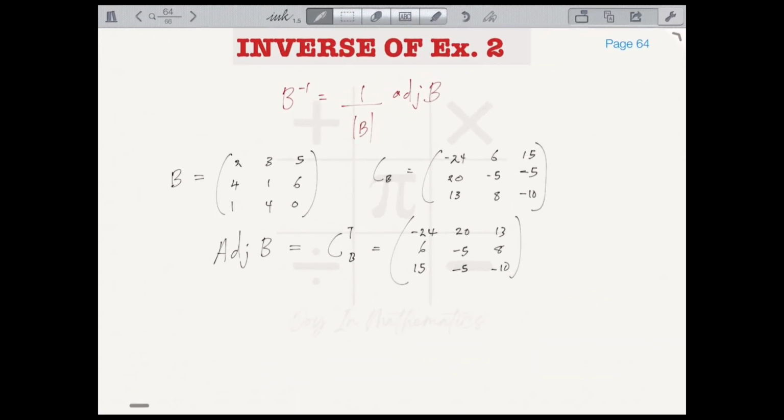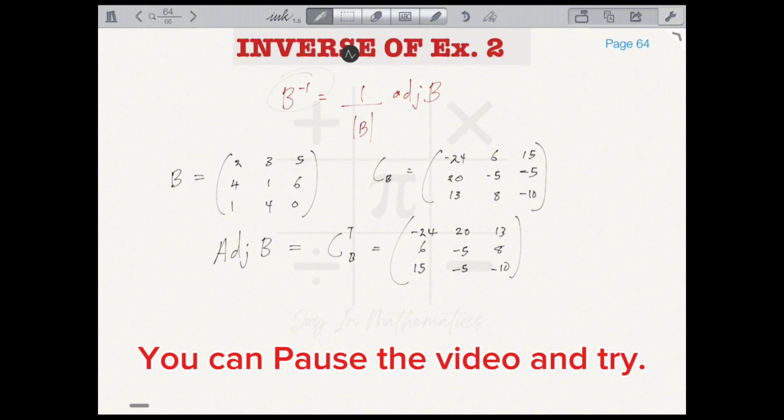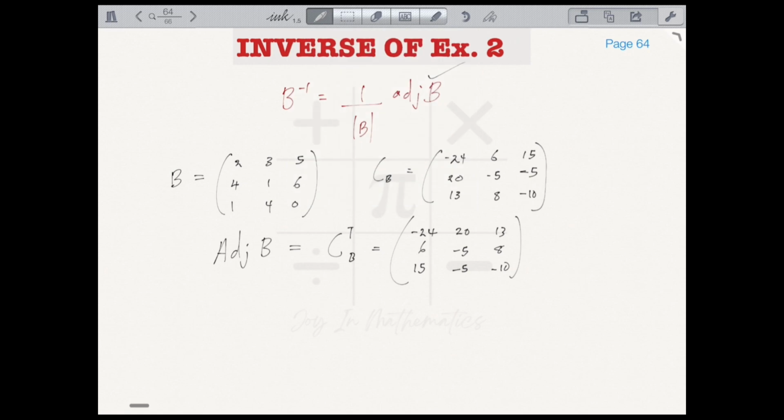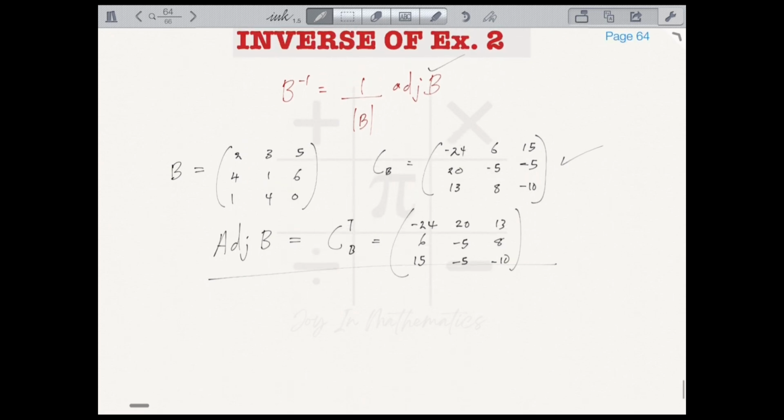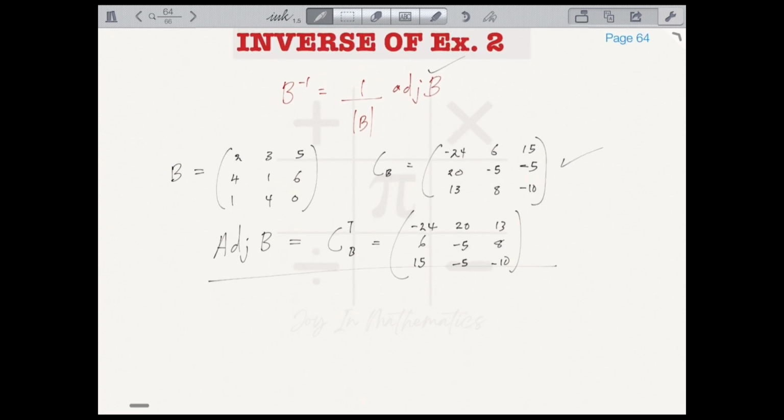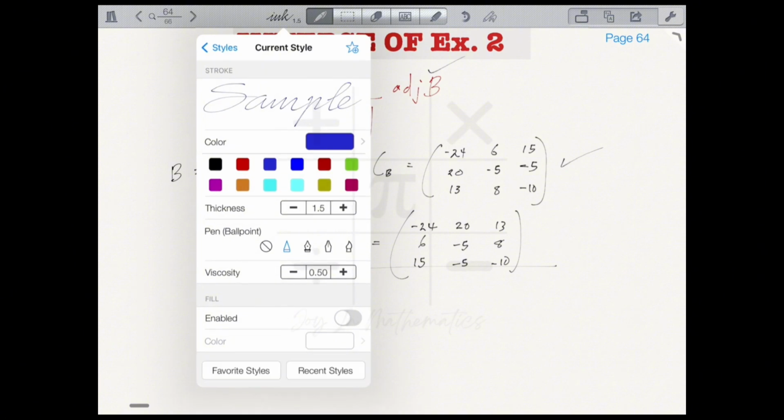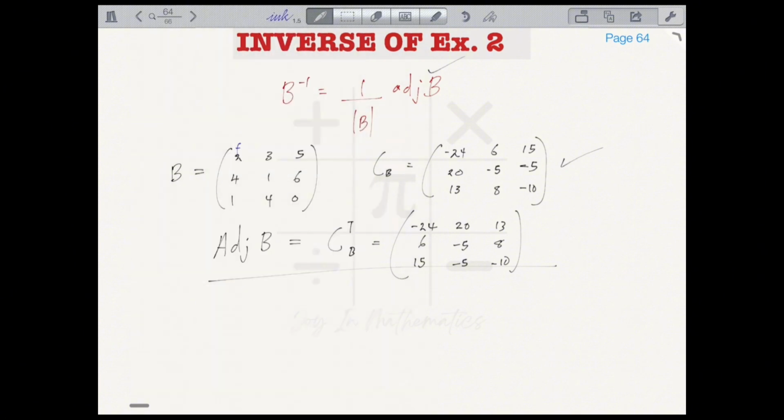Now, just as we did for example 1, where we evaluated inverse of A, let's do the same for example 2. So we evaluate inverse of B. Now, we know we have the adjoint of B, because we did the cofactor of B. All we have left to do is to evaluate the determinant of B.